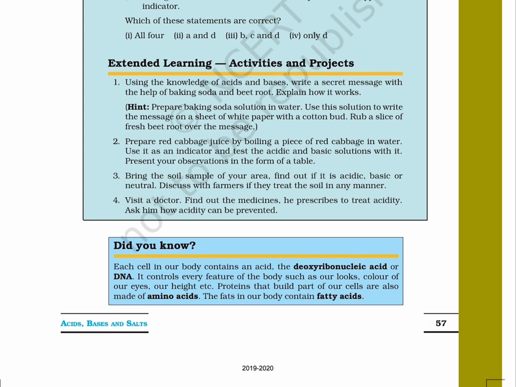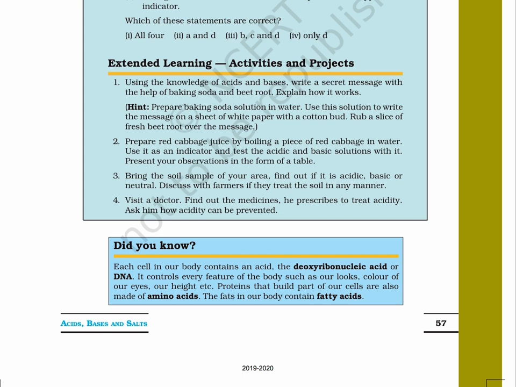3. Bring the soil sample of your area. Find out if it is acidic, basic or neutral. Discuss with farmers if they treat the soil in any manner. 4. Visit a doctor. Find out the medicines he prescribes to treat acidity. Ask him how acidity can be prevented.